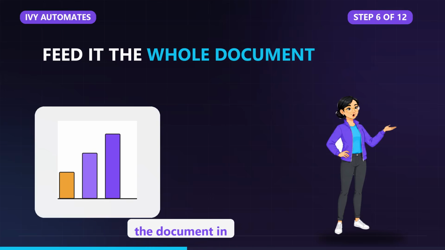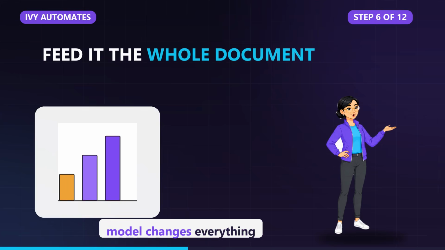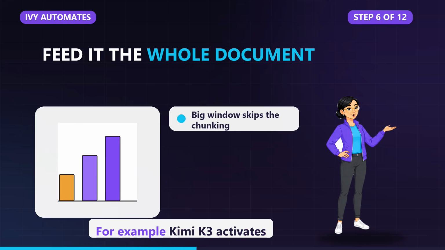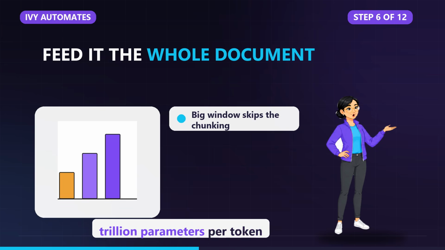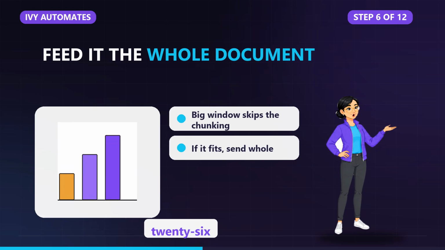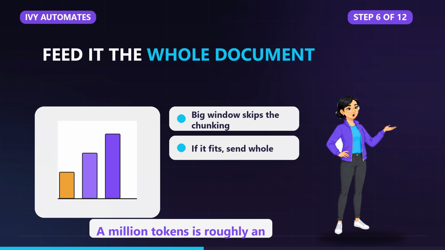Step 6. Decide how to feed the document in, and this is where a big memory model changes everything. Every AI model has a context window, the total amount of text it can hold in its head at once. The old way to handle a long document was to chop it into little chunks, summarize each, then stitch the summaries, and things got lost in the seams. But modern open models have enormous windows. For example, Kimi K3 activates only 104 billion of its 2.8 trillion parameters per token and supports a 1 million token context window. That's from Moonshot AI's own Kimi K3 paper, 2026. 1 million tokens is roughly an entire book.